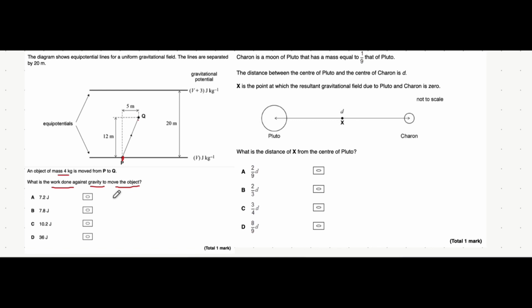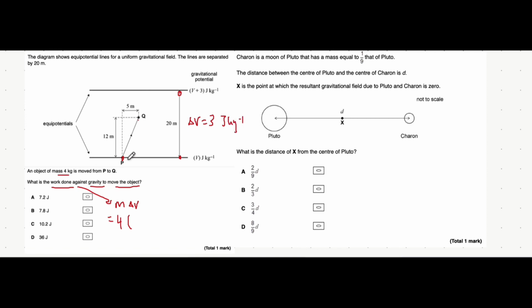Well, in gravitational fields, we know that work done can be given by mass multiplied by change in potential. That's an equation in your equation sheet. So if we multiply 4 by the change in potential, we'll be able to find the work done. You have to be a little careful here because moving from this surface to this surface, the change in potential is between V and V plus 3. So it's just 3 joules per kilogram.